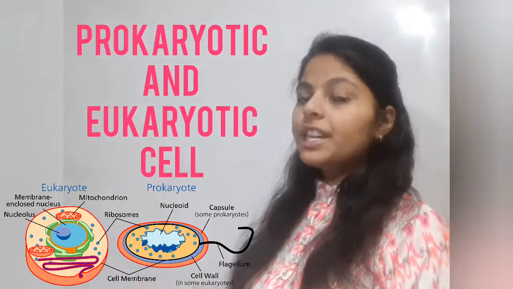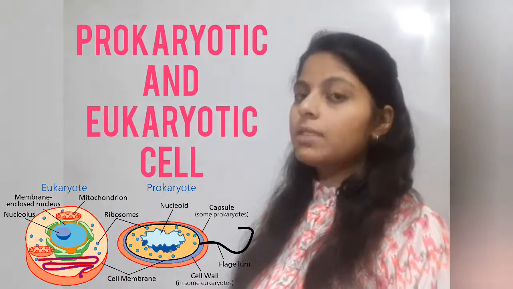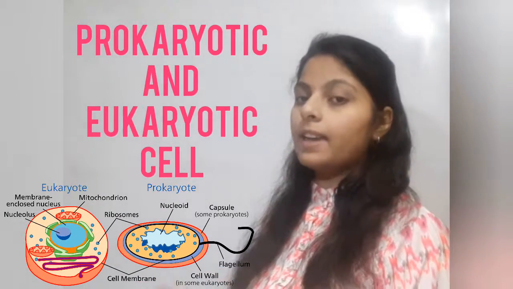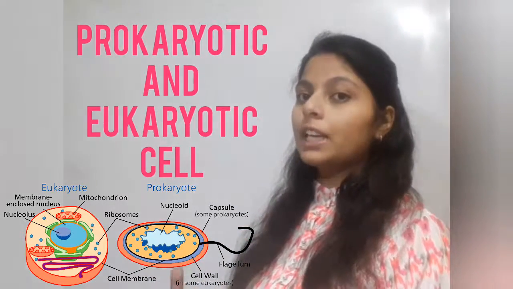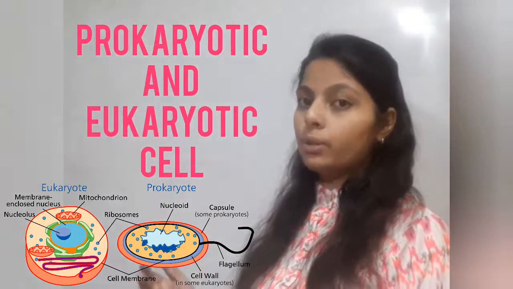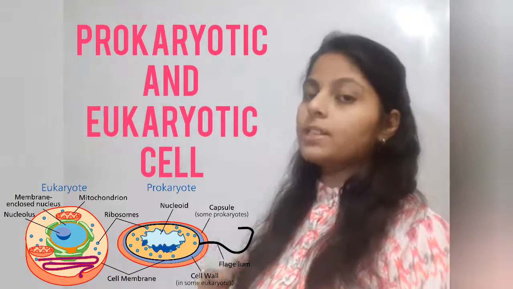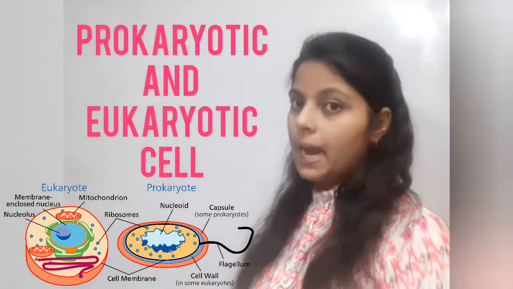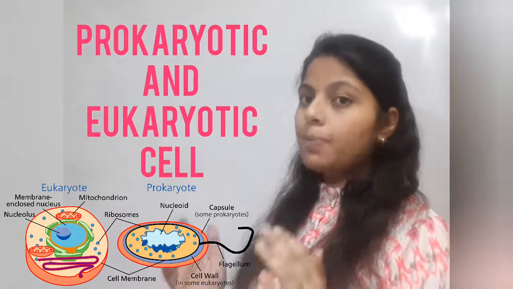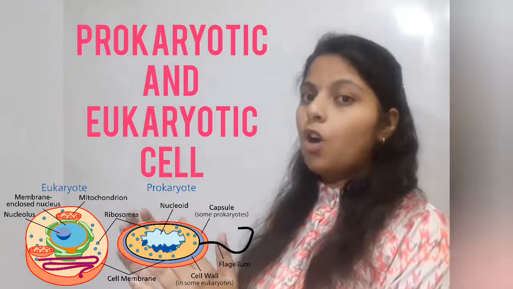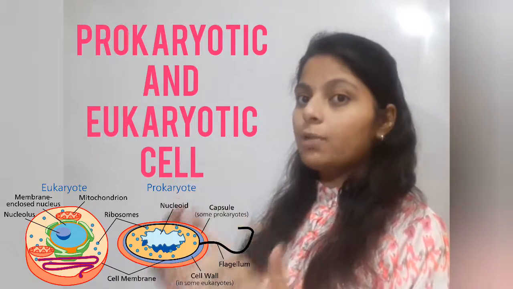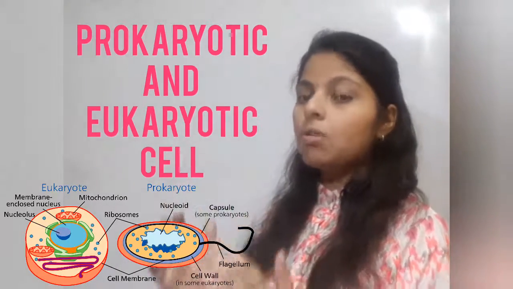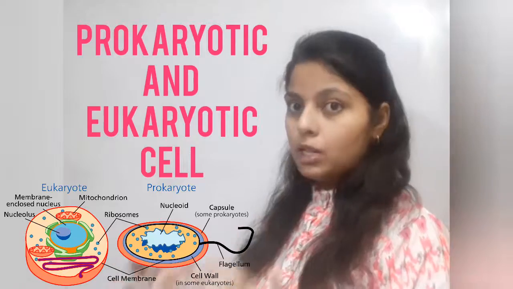Hello everyone. Today we will mainly discuss the two types of cells, that is prokaryotic cell and eukaryotic cell. The cell, mainly based on the nature of nucleus, is divided into two types. One is prokaryotic cell and the other one is eukaryotic cell. In prokaryotic cell, pro is nothing but before and karyon is nothing but the nucleus. Whereas in the eukaryotic cell, if you split it, eu is nothing but true and karyon is nothing but nucleus.